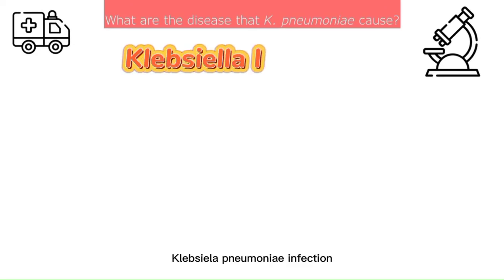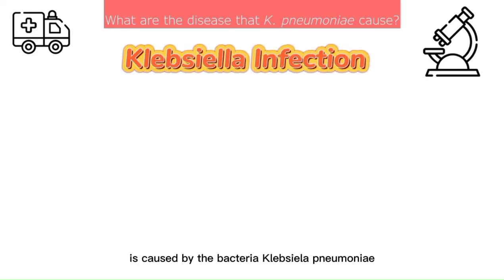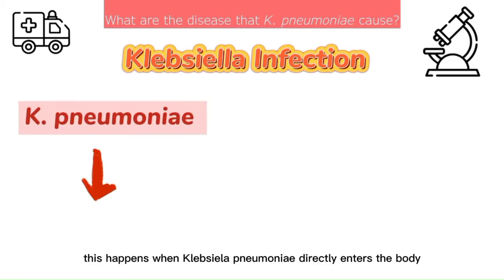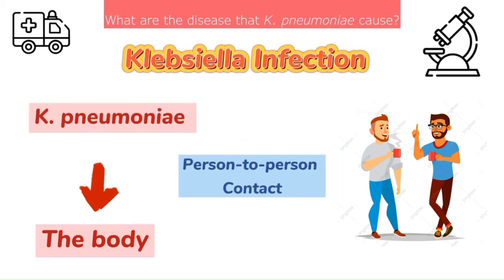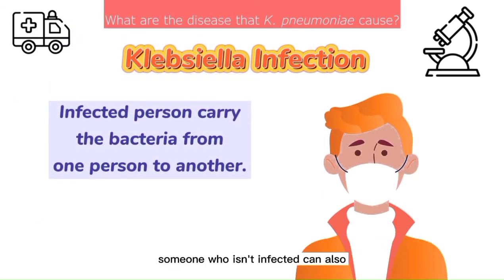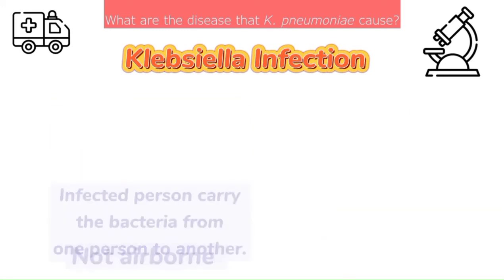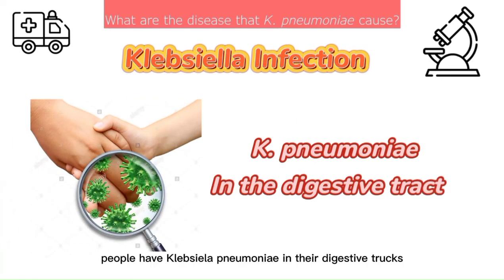A Klebsiella infection is caused by the bacterium Klebsiella pneumoniae. This happens when K. pneumoniae directly enters the body. This usually occurs due to person-to-person contact. Someone who isn't infected can also carry the bacteria from one person to another, and it is not airborne. People have K. pneumoniae in their digestive tracts.